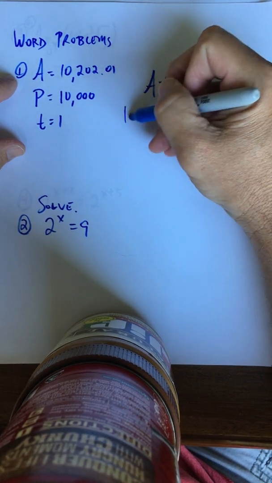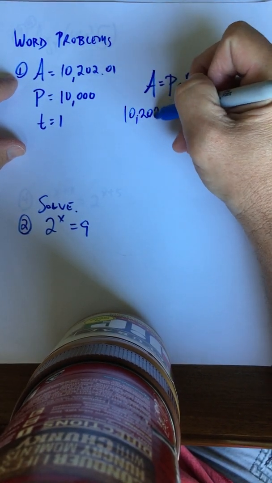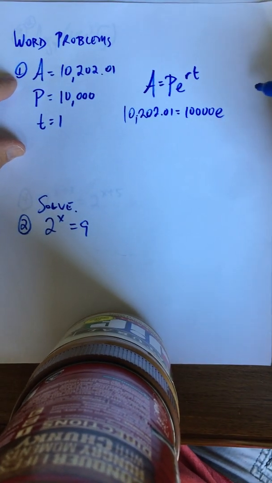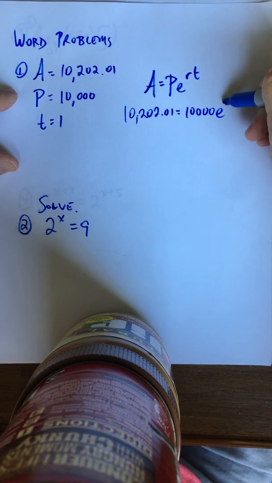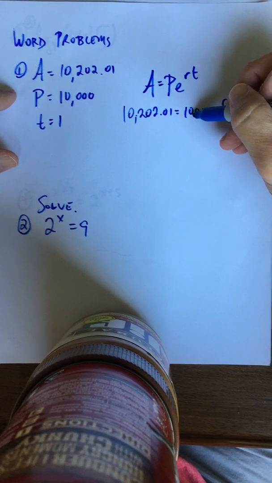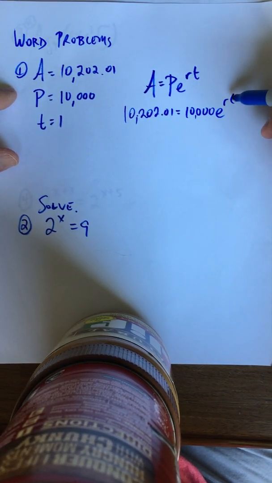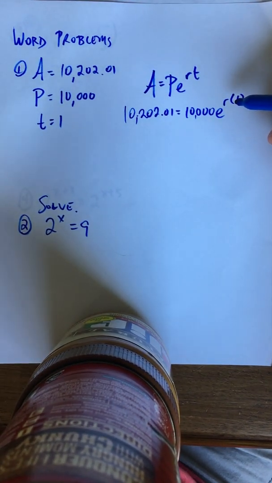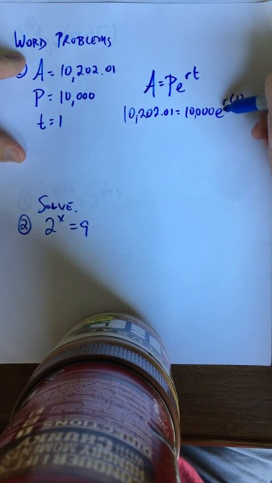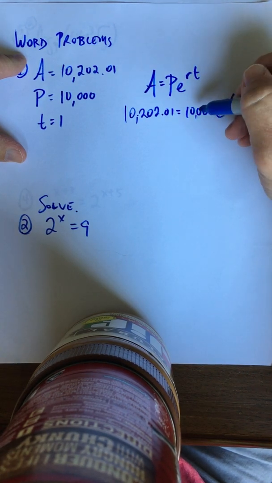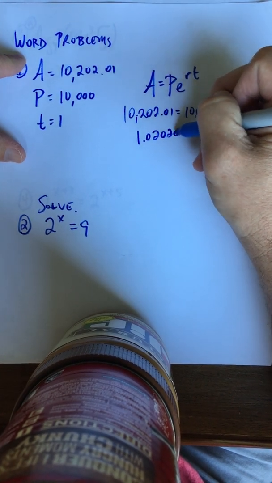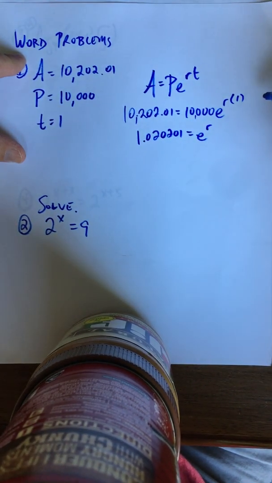If you plug in all the information you're given, $10,202.01, the principal is $10,000. e is not a variable, it's a number, so it stays where it is. And the question was asking, what would the rate have been? They didn't tell you the rate, so they're wanting to know what the rate is, and we're going to try to figure that out. Well, on this problem, if you divide by the 10,000 to get the e by itself, because the r is trapped up there, you're going to have 1.020201 is equal to e to the r.